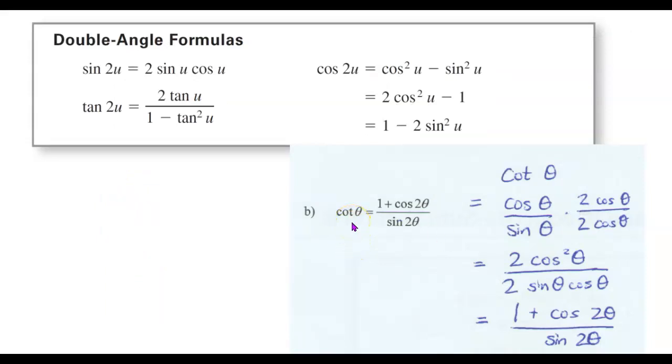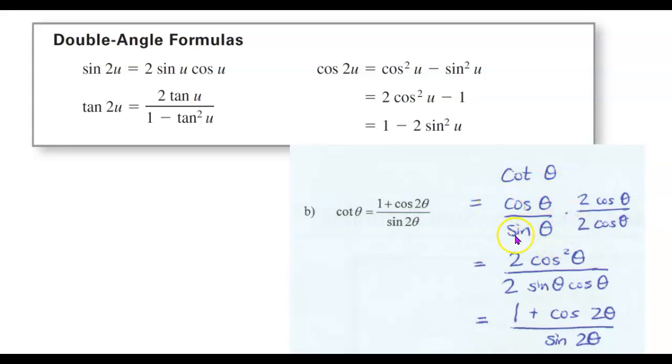How about this one? Cotangent of theta equals 1 plus cosine of 2 theta over sine of 2 theta. So start with the expression on one side. If I start with cotangent of theta, the only thing I can think of to do with that is to write it as cosine over sine. Cosine of theta over sine of theta.